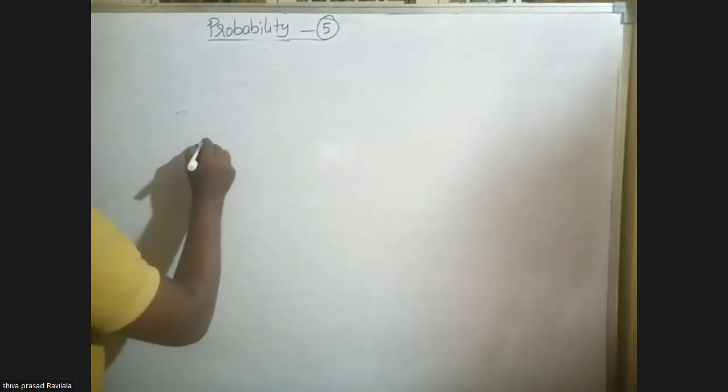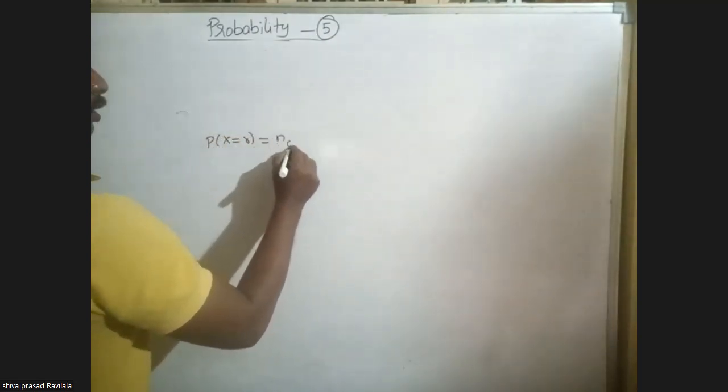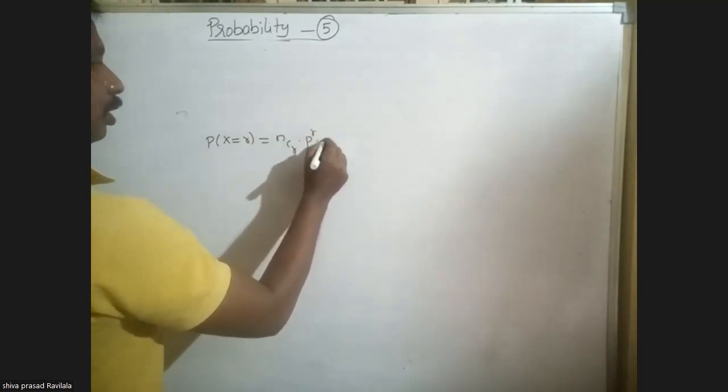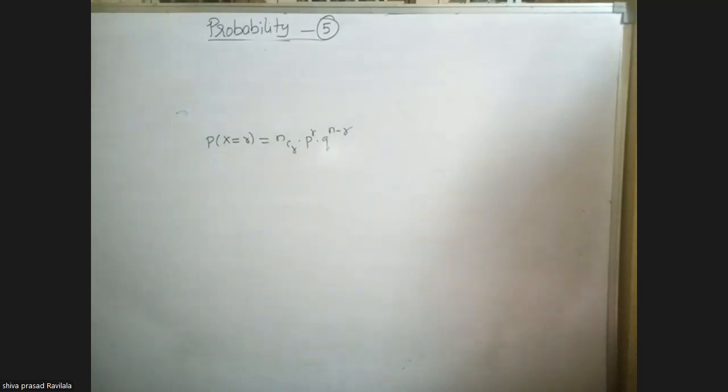Next few questions are on binomial distribution. For example, in binomial distribution, what is our formula? Already I wrote: probability of x equal to r is equal to nCr into p power r into q power n minus r. In this condition, p is success cases and q is failure cases always. And n is the number of trials.